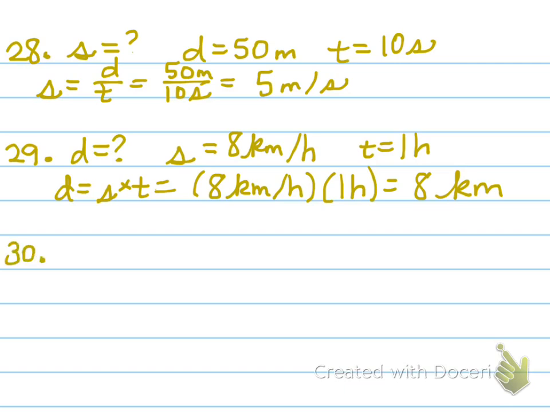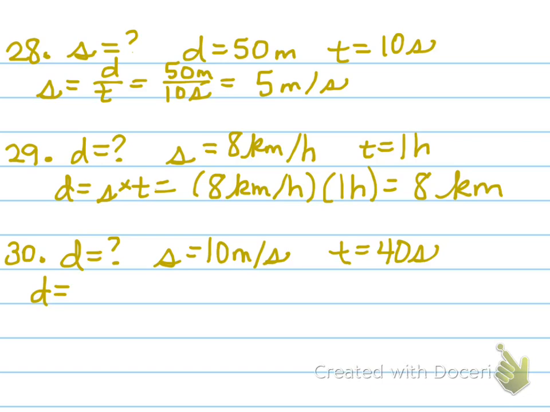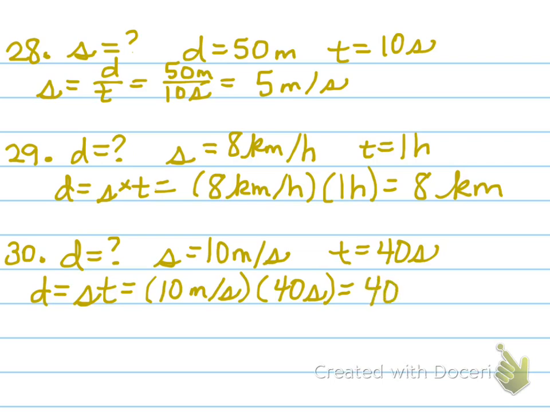Number 30. Calculate the distance you will travel if you maintain an average speed of 10 meters per second for 40 seconds. So again, our distance is our speed times our time. Our speed is 10 meters per second. Our time is 40 seconds. So 10 times 40 is 400, okay, meters. So our distance will be 400 meters.